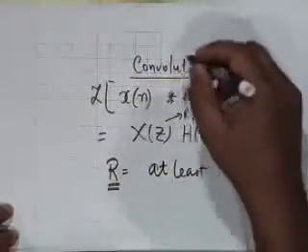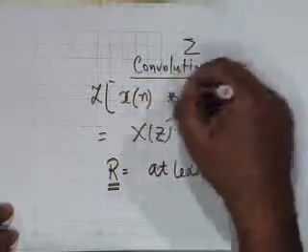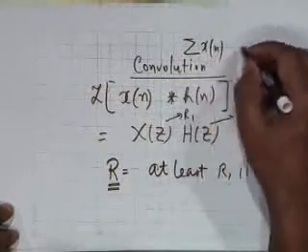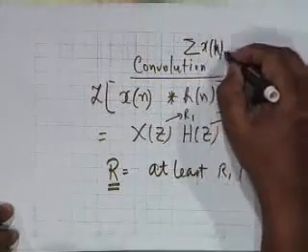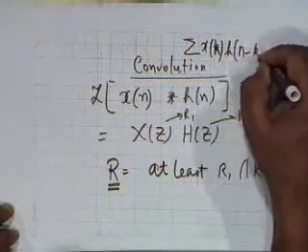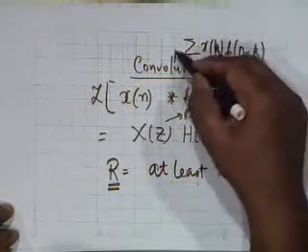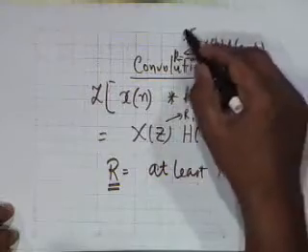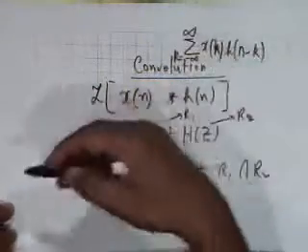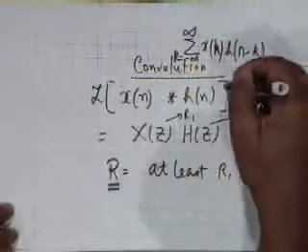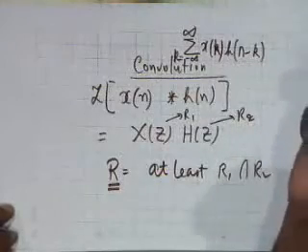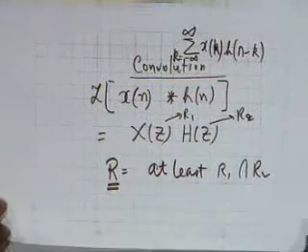Just to recall, the convolution is the summation of x of k, h of n minus k, where k goes from minus infinity to plus infinity, or in other words, one could have x of n minus k, h of k, summation, where k goes from minus infinity to plus infinity.